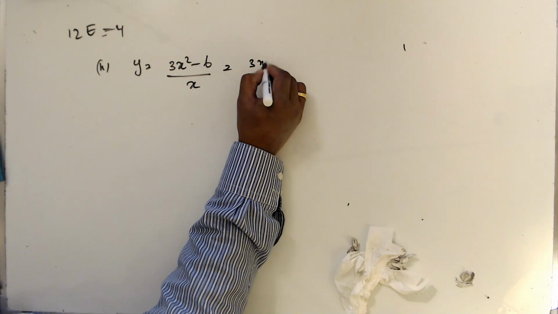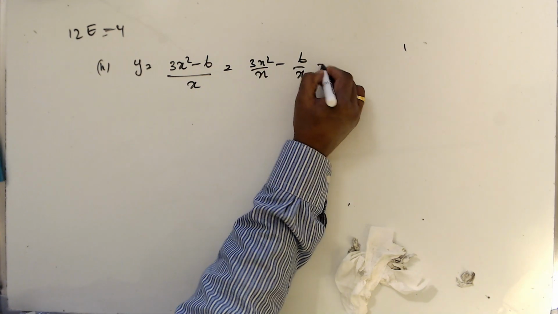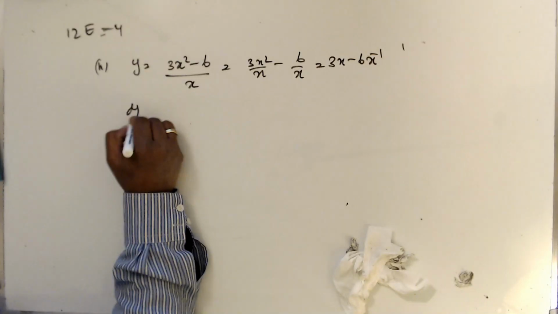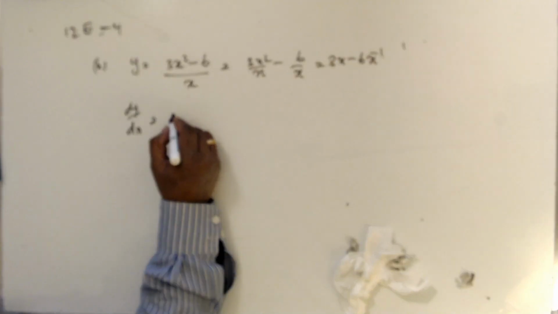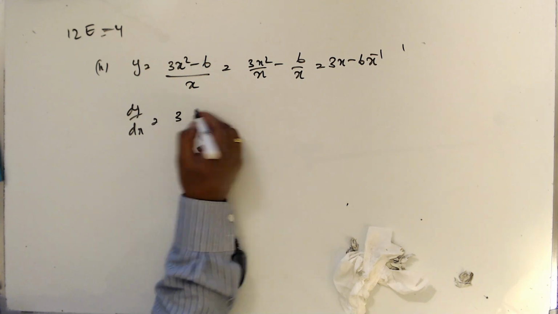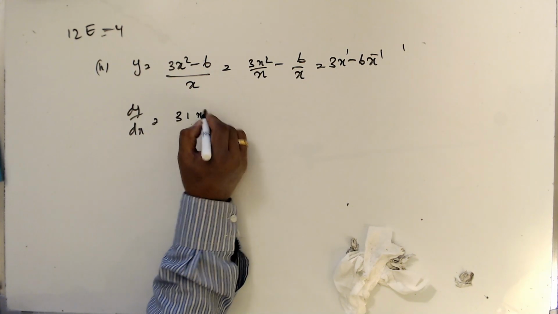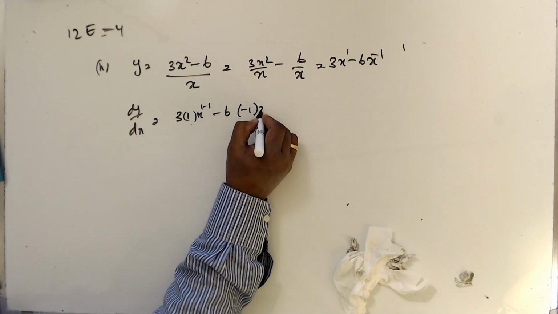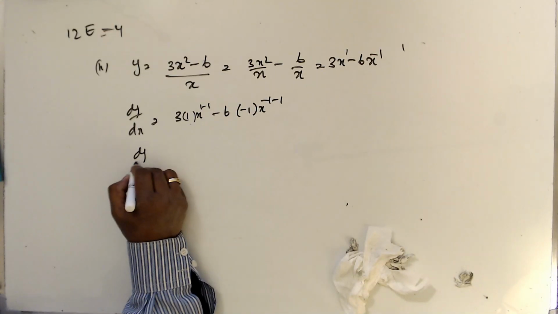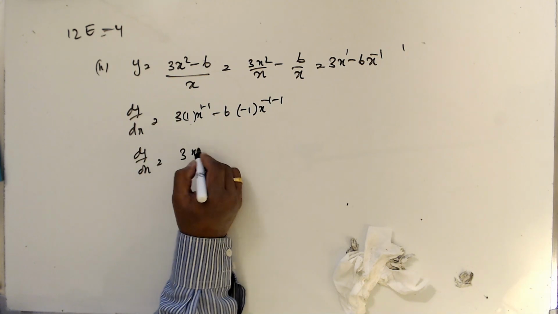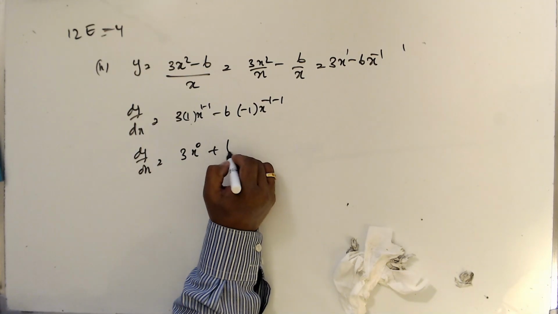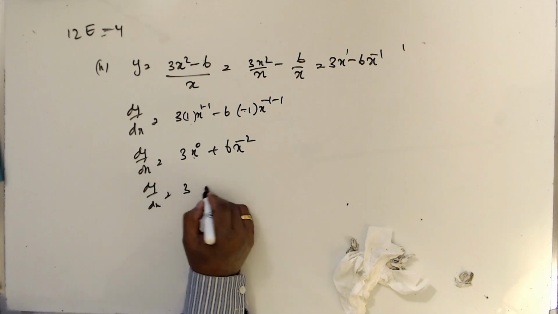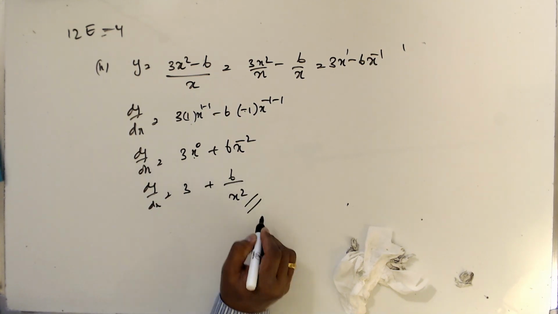So this is 3x squared, x over minus 6 over x. This is 6 times x to the minus 1. So dy over dx is 3x differentiated, 3. This is 1, 3 times 1 times x to the 1 minus 1, minus 6 times minus 1 times x to the minus 1 minus 1. So this is 3x to the 0. This is going to be plus, minus times minus, x to the minus 2. So dy over dx is 1, 3 plus 6 over x squared.